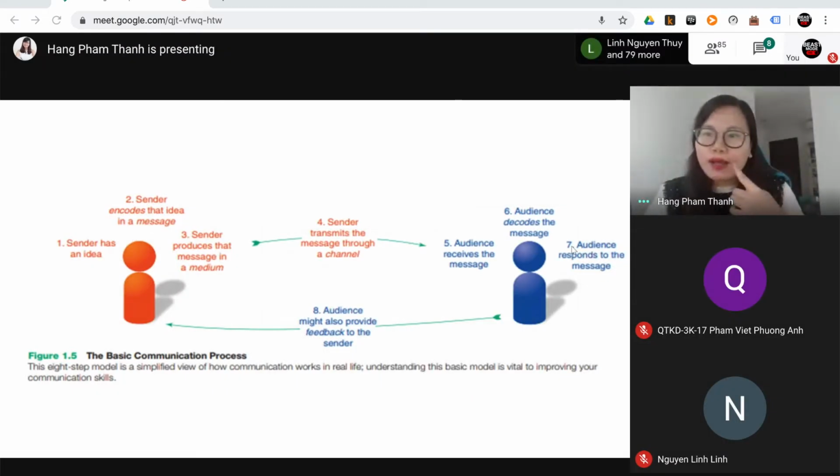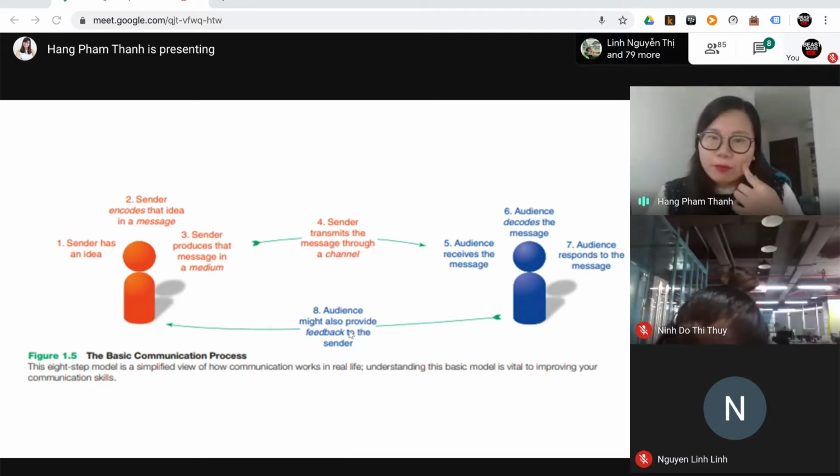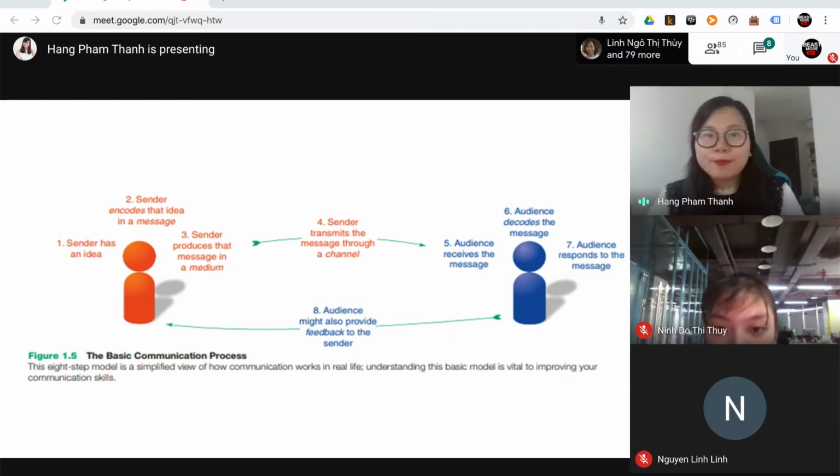Then the audience may want to respond to the message and provide some feedback to the sender. This basic communication process is the foundation of many things that we will learn during the semester.